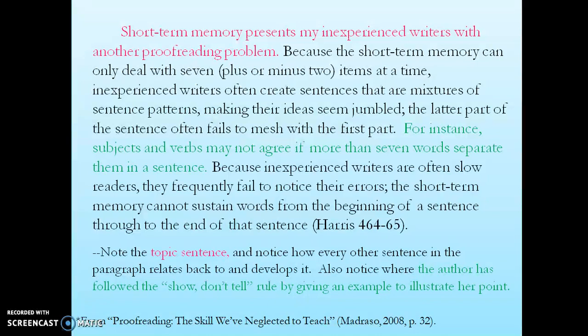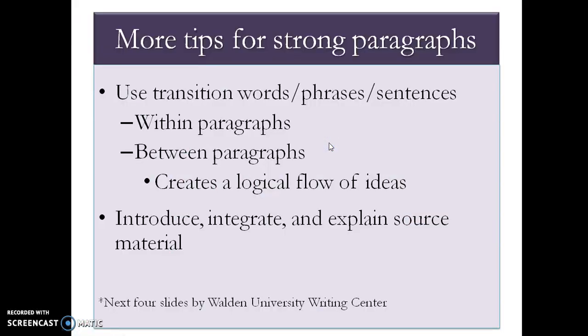For instance, subjects and verbs may not agree if more than 7 words separate them in a sentence. So instead of just telling us short-term memory can present us with problems in writing, she's giving us an example of one of those specific problems, which is that it can lead to problems with subject-verb agreement. So that's an example of a coherent, unified paragraph.